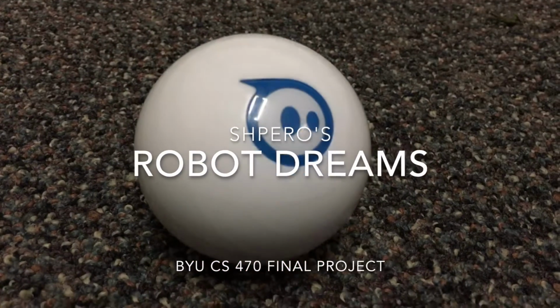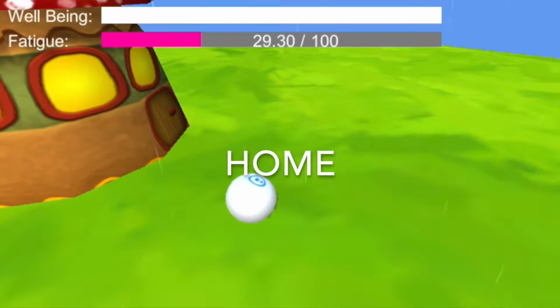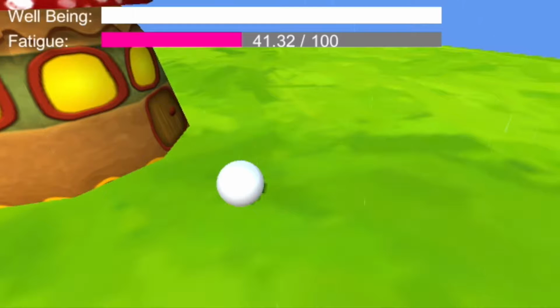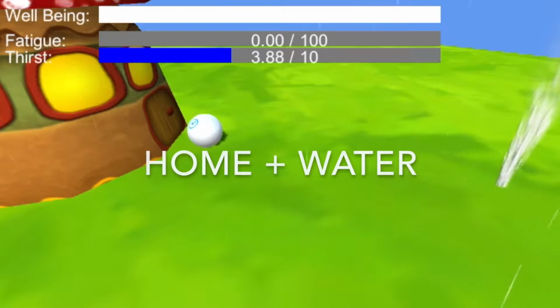This is Sphero, our daydreaming robot. His dreams are a simulation of his physical reality. He even has the same physical drift internally that he does as a physical robot. And he has a home that he's drawn to whenever there's enough fatigue.